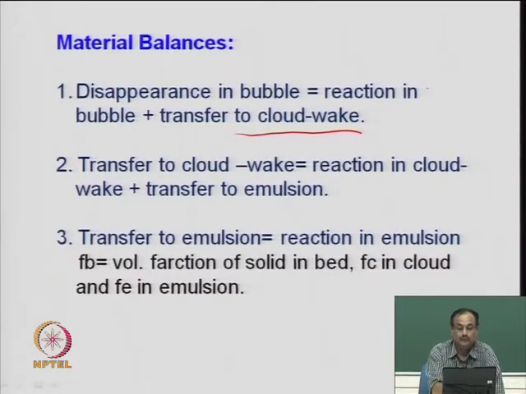Second one, whatever the material which is transferred or lost from the cloud and wake now, or the material which has come to the cloud and wake phase, that is partly reacted and transformed into the product, and whatever could not react is transferred into the emulsion phase. So, again there is a mass balance here. And the third one, in the emulsion phase, whatever the material which is transferred to the emulsion is equal to the reaction in the emulsion phase, right. So, that is a chemical reaction in the emulsion.